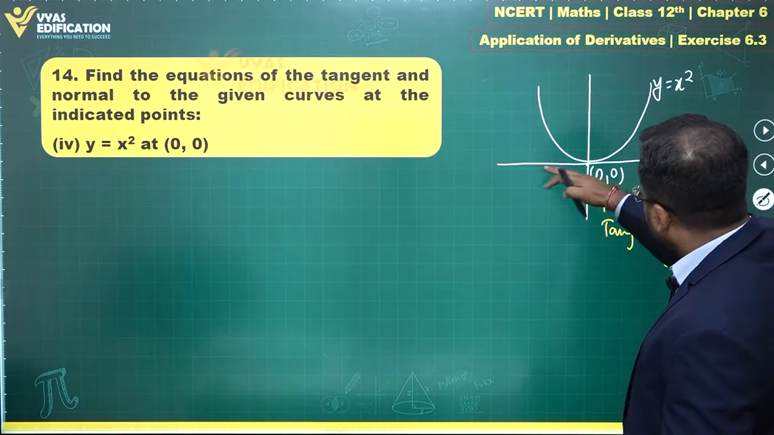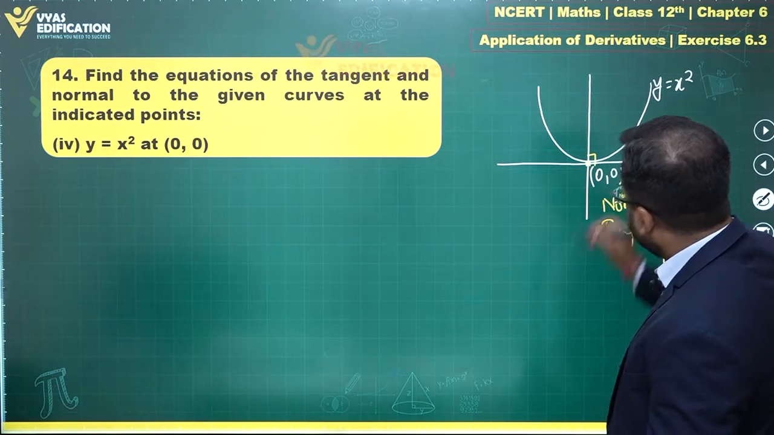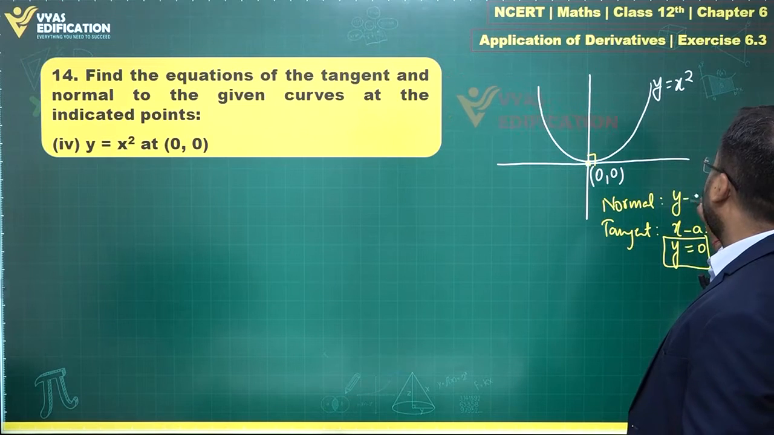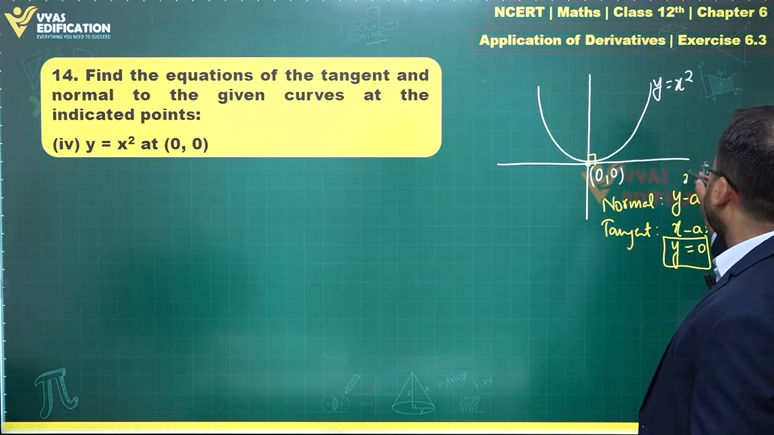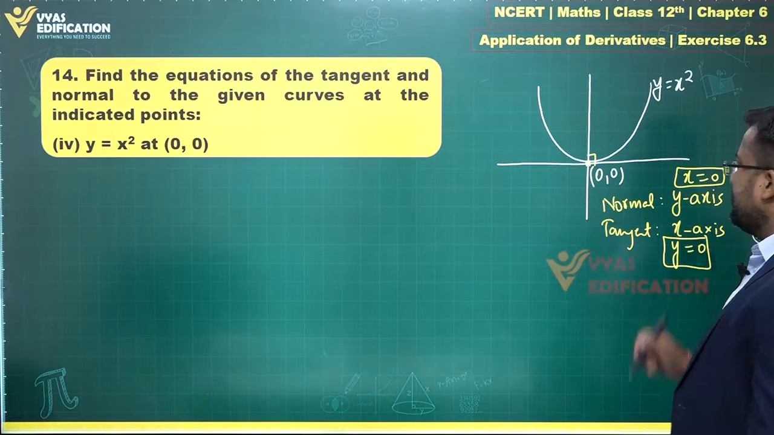And what about the normal? Normal is the line perpendicular to this tangent at this particular point, which is the y axis. And the equation of y axis is nothing but x equal to 0. This is the equation of normal.